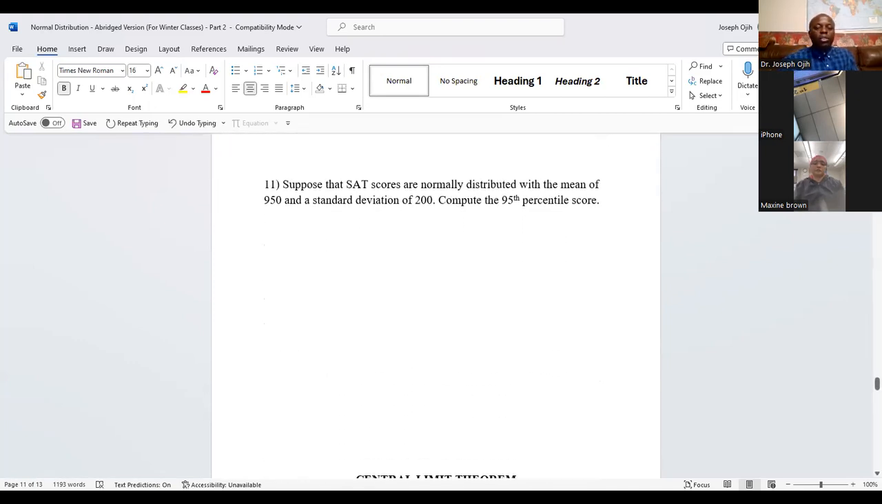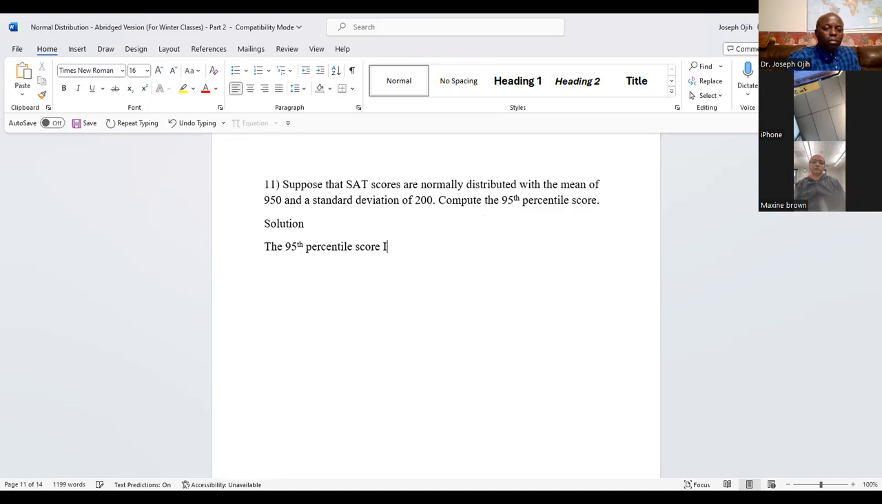It says, suppose that the SAT scores are normally distributed with a mean of 950 and a standard deviation of 200. Compute the 95th percentile score. Compute the 96th percentile score. Let's do it. Solution. The 95th percentile score is the score such that 95% of the data values will fall below it.